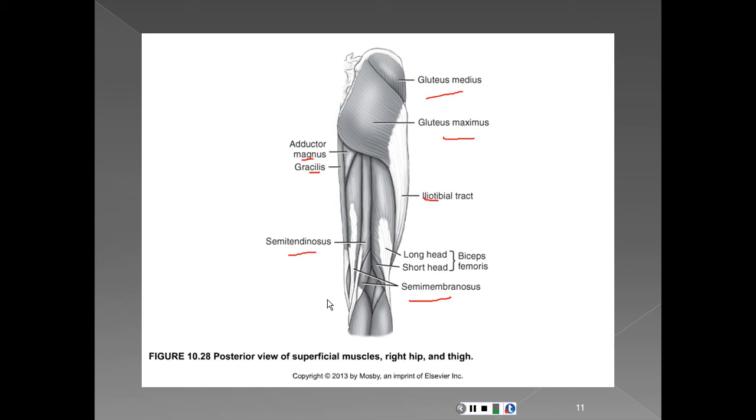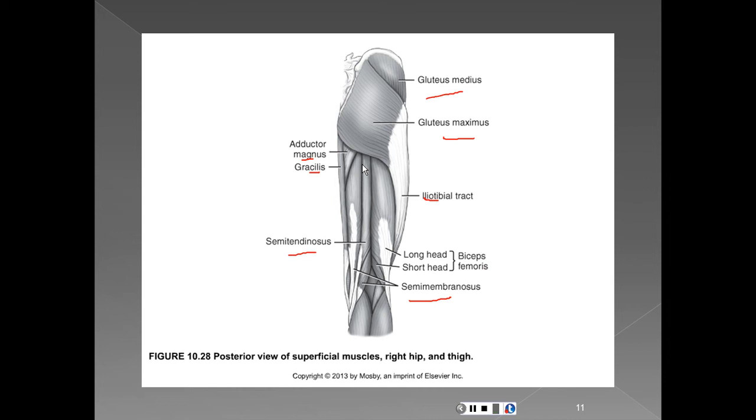Now, since we're talking about the superficial muscles, if we were to take out the gluteus maximus, we would see the underlying muscles of the hamstring much better. But the superficial gluteal muscles include the gluteus maximus, the gluteus medius, and the gluteus minimus. The gluteus maximus is the largest and most superficial of the gluteal muscle groups. It is situated on the posterior aspect of the hip joint and acts primarily as a powerful extensor of the hip. So it extends the hip.